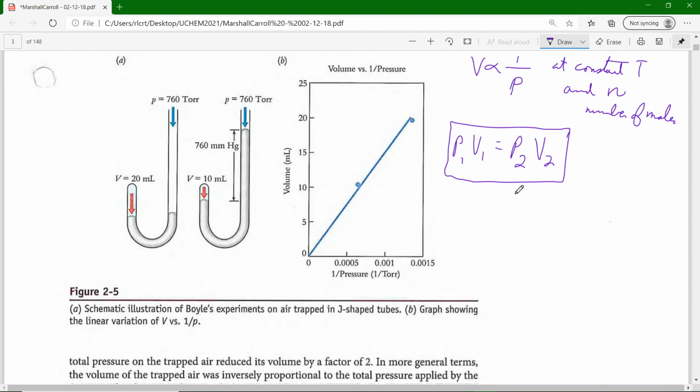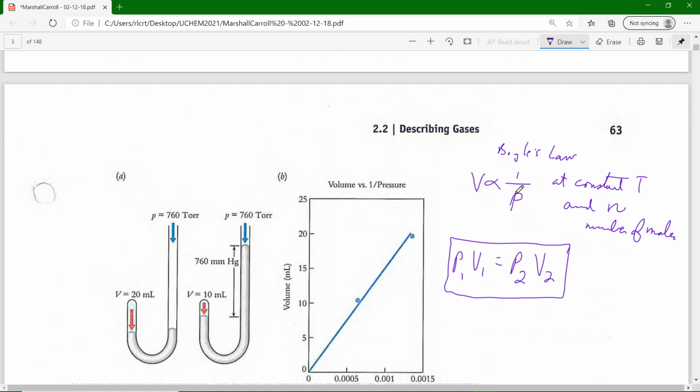Now there's other ones, but let me just make up an example of one. Let's say you had 3 atmospheres, and that was occupying 2 liters, and then we went to 12 atmospheres, so we want to solve for V2. V2 is P1 V1 over P2. So 3 times 2 divided by 12, so half a liter.